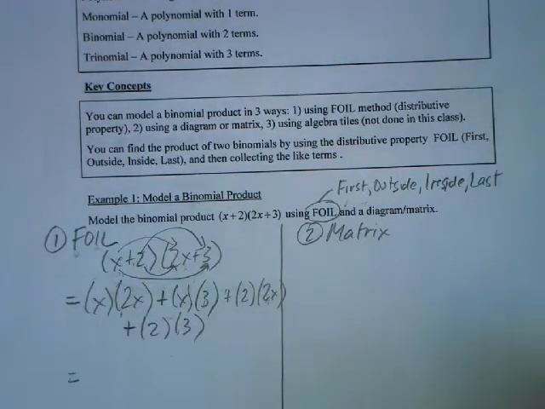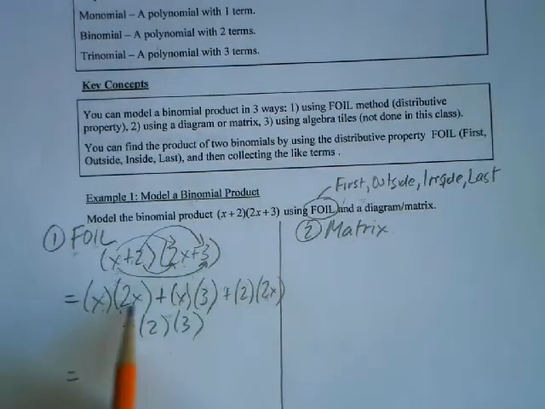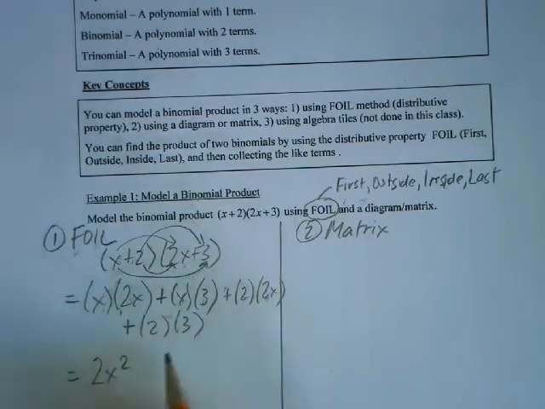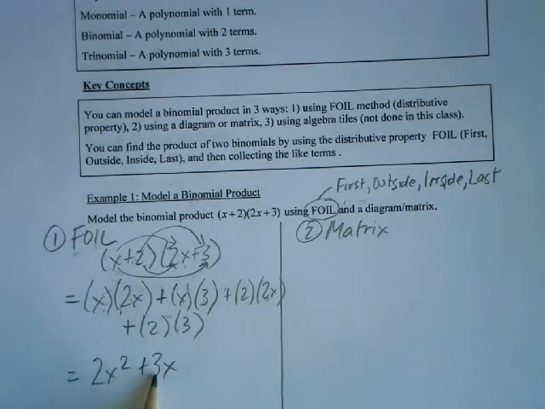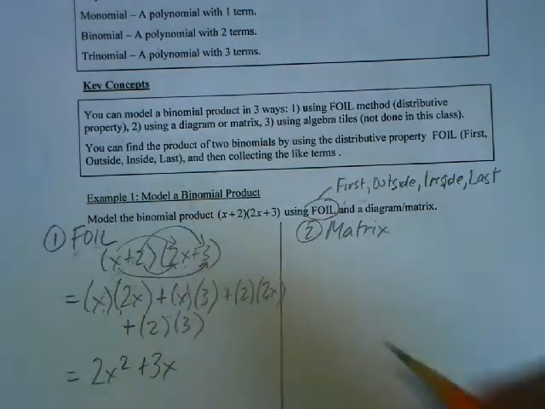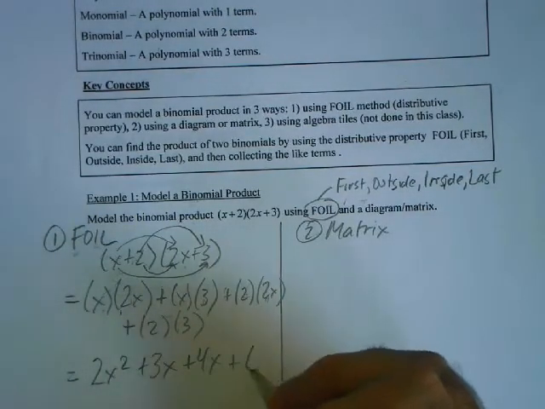Now, do you have to do it in that exact order? Not really, but it's probably recommended, and I'll explain in a minute. So what we've got now is we've changed this into 4 multiplications of multiplying two monomials together. So this should be fairly straightforward. X times 2x, that's 2x squared. X times 3 is plus 3x. Remember, we put the constant first. 2 times 2x is 4x. And then 2 times 3 is 6.